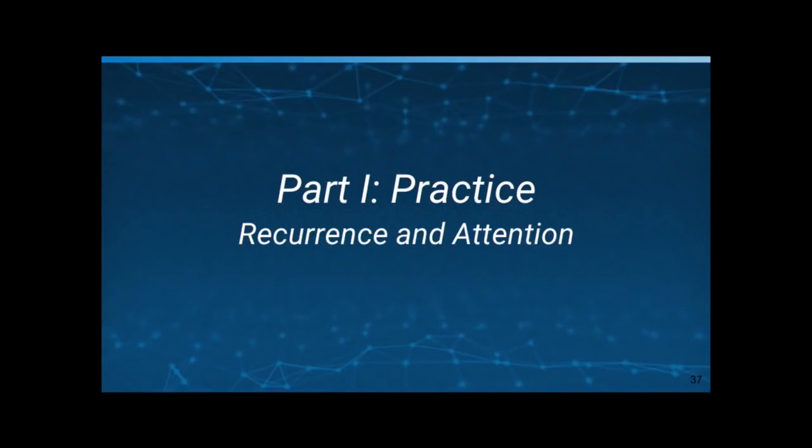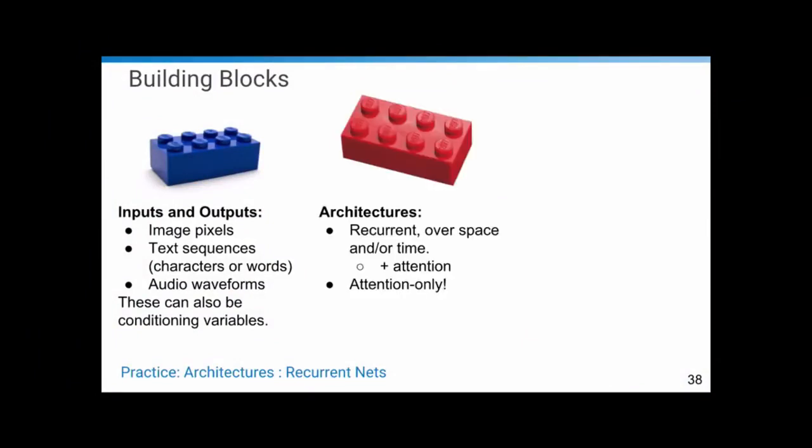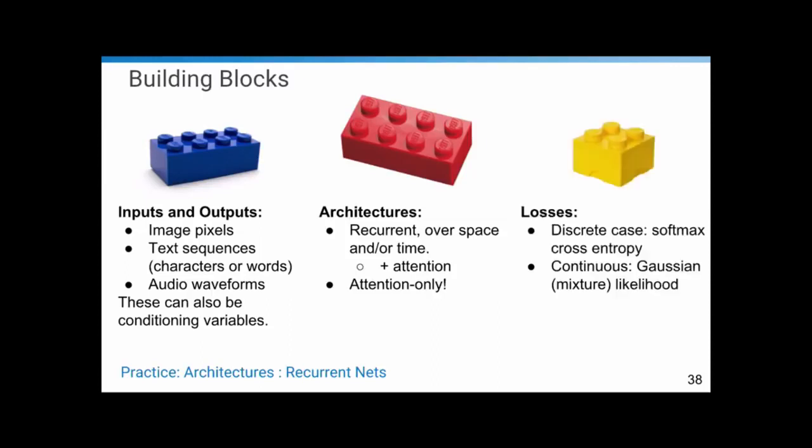But I wanted to move on to another kind of data, sequences, where the actual models are recurrence and attention. Here again, inputs and outputs can be images, text, or audio waveforms. We've seen a wide variety of applications of sequences. The architectures are recurrent over time and/or space, and they do have attention. And recently, we've seen a switch to attention-only architectures, which are pretty cool, and I think Scott will go into a bit more detail later.